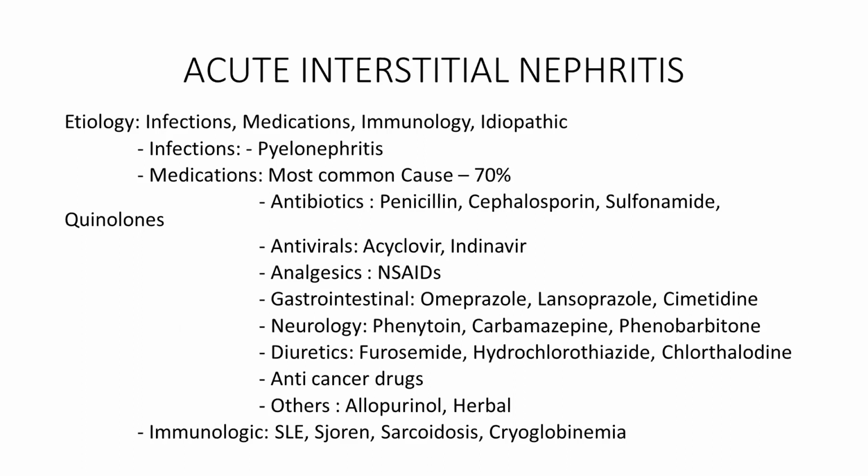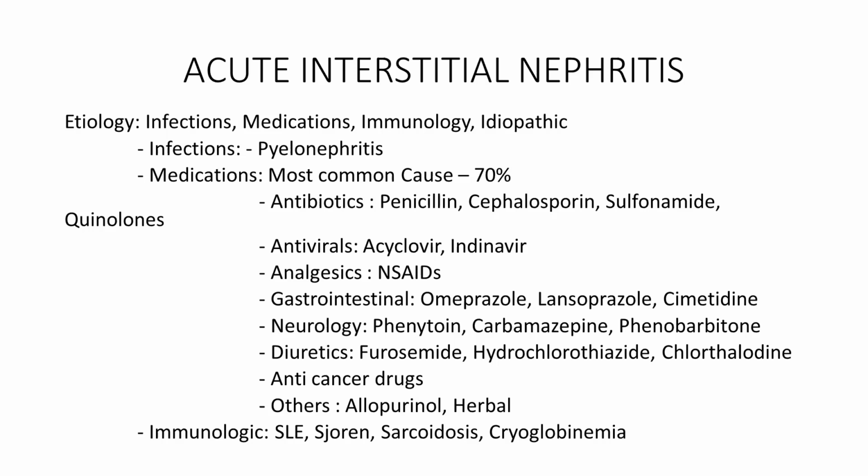Acute interstitial nephritis has various etiologies, like infections such as pyelonephritis, but medication is the most common cause. Drug-induced interstitial nephritis accounts for almost 70%. Among drugs, antibiotics, antivirals, analgesics, gastrointestinal drugs, in fact any type of drug can cause acute interstitial nephritis. The classic example is NSAID-induced interstitial nephritis.